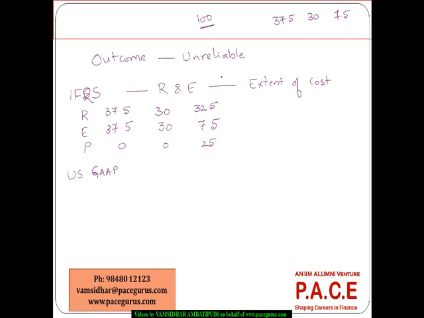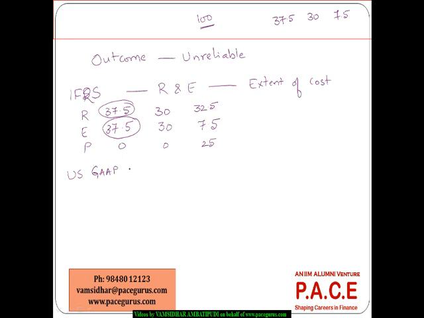So especially if the outcome is not reliable, the outcome can't be measured comfortably, what we are saying is, revenue I am recognizing to the extent of costs, and the profit is recognized only on the completion of the project.